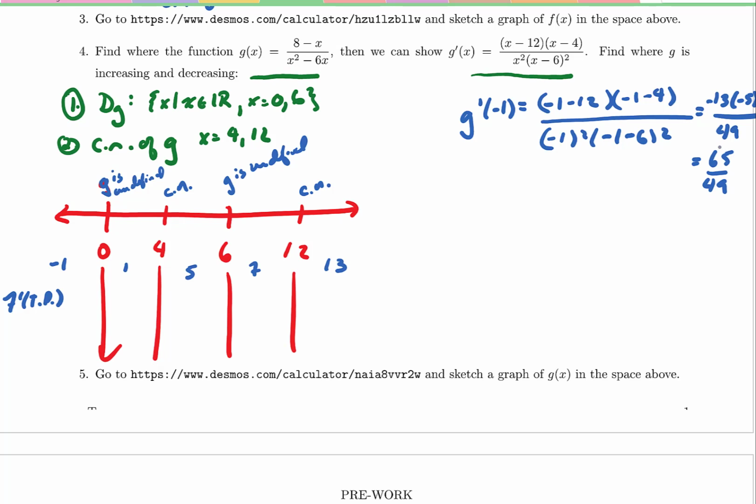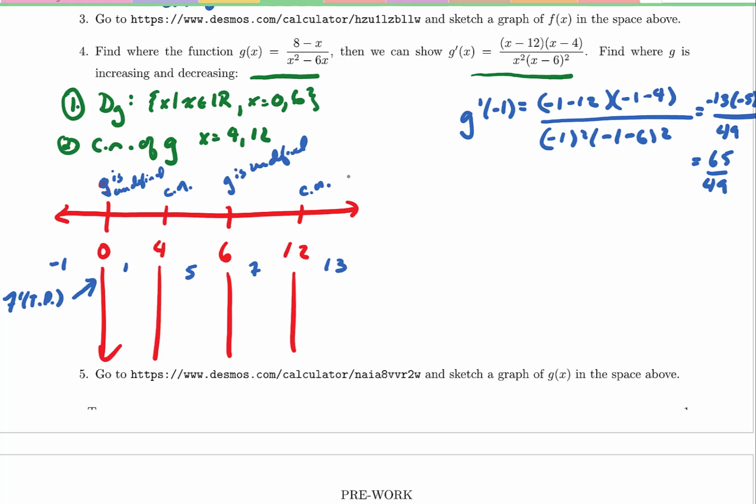But the point that I want to make is I don't really care that the derivative at -1 is 65/49. -1 was just a test point. It was just a random point from within this interval here. And we found that the derivative there was 65/49. So what do I really care about? I just care about the sign of this derivative. Since the sign of the derivative is positive, the increasing/decreasing test tells me the function's increasing on that interval. Okay. So from here on out, I'm not going to actually plug in the numbers.